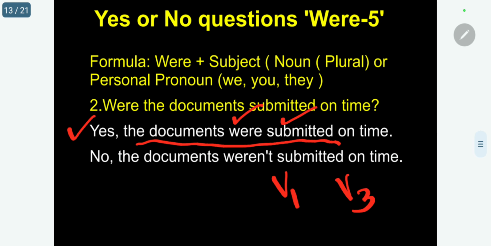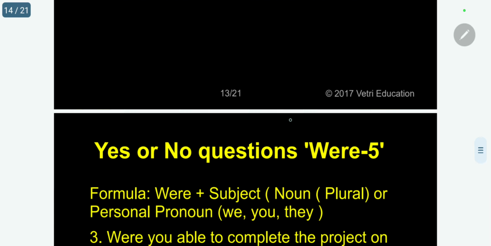That is the main verb. Yes, the documents were submitted on time. No, the documents weren't submitted on time. See, very, very easy to give the answer.